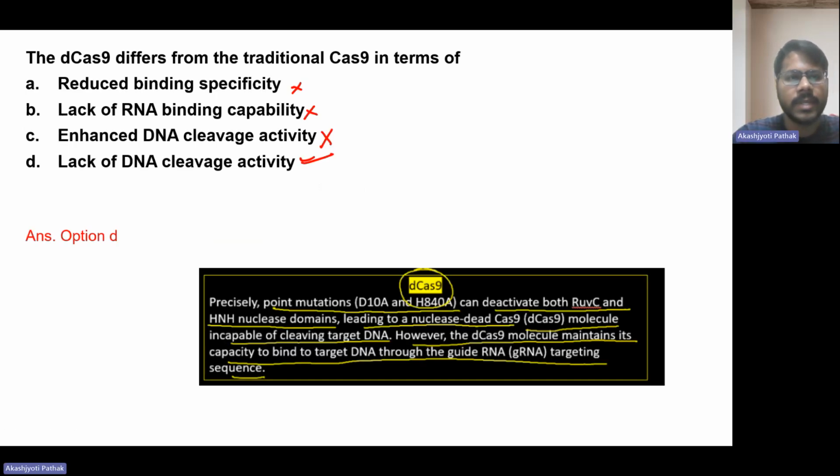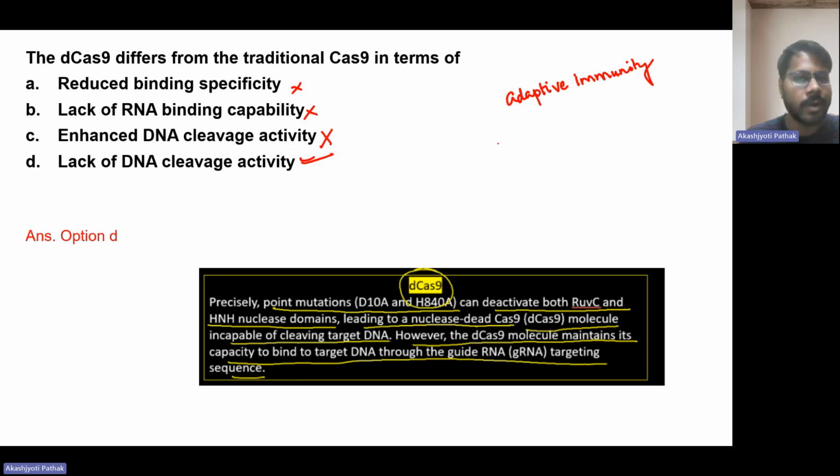I hope all these things were clear with respect to the CRISPR-Cas9 system. So there are a few points I have to remember. It is an adaptive immunity of the bacteria. Okay. It's an adaptive immunity of the bacteria, and for this CRISPR-Cas system, what is there? It is basically a specific sequence which is present in the bacterial genome.